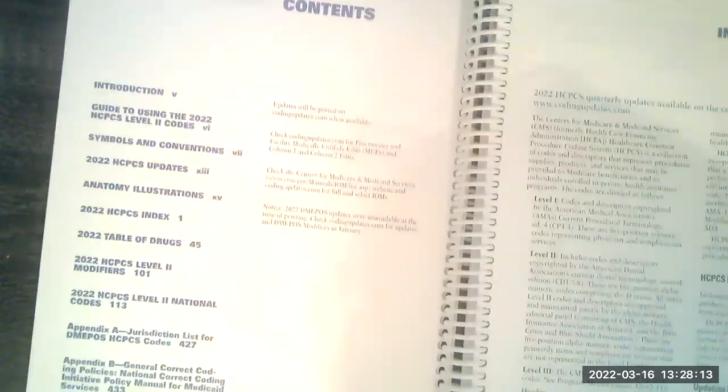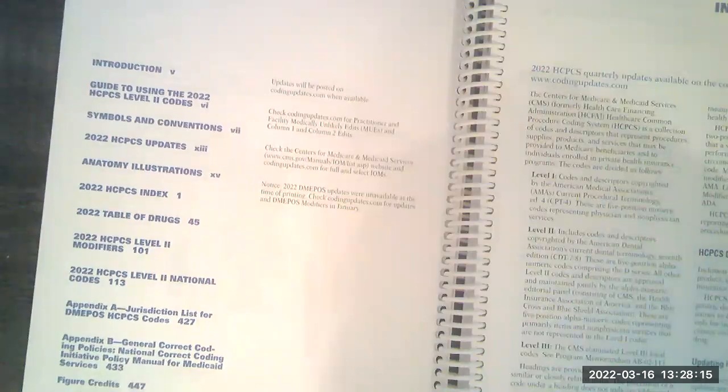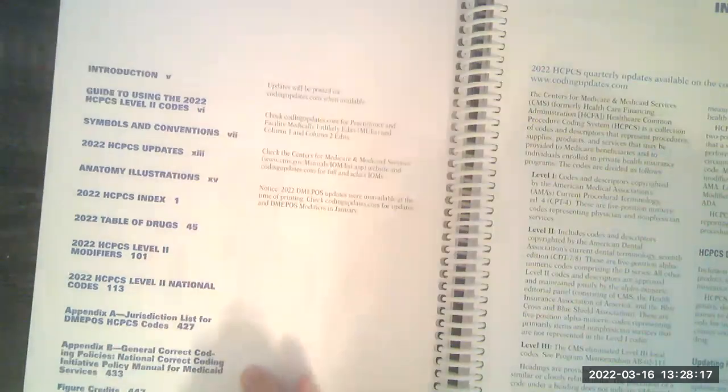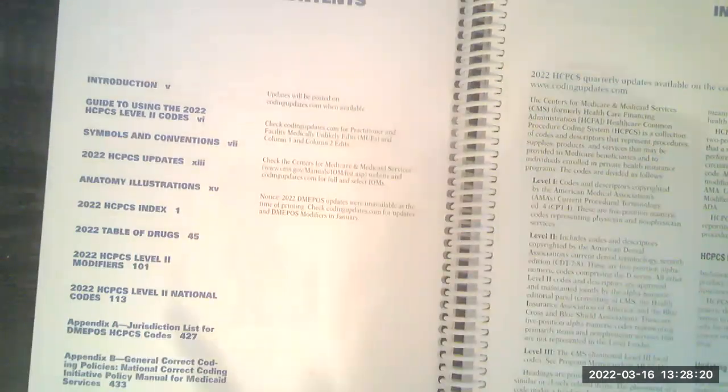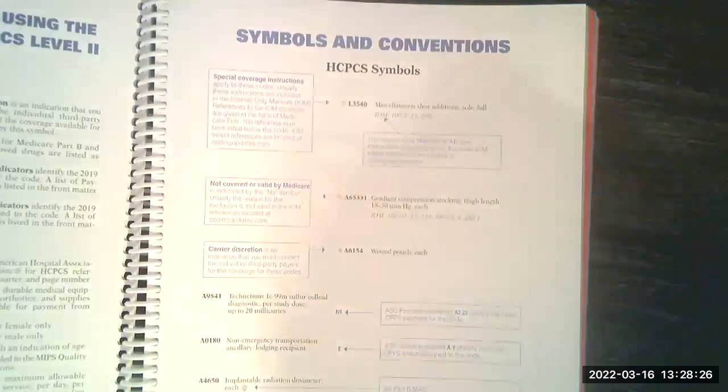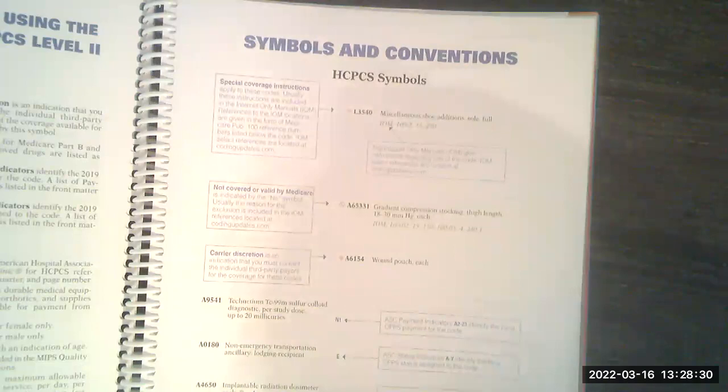There is a table of contents here. It is not extensive, so we would not code from this the way we would in the CPT, but it is helpful in getting us to exactly where we want to go fairly quickly. There's an introduction here. This is where we have our symbols and conventions. I'm not going to spend a lot of time on it. You will notice that they are very, very similar to your CPT manual, but you can reference this quickly if you run into something that is unfamiliar to you.